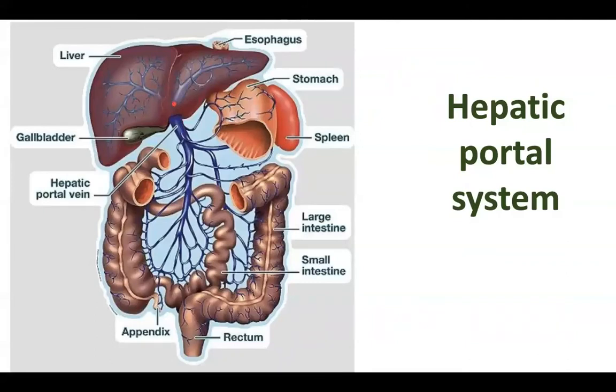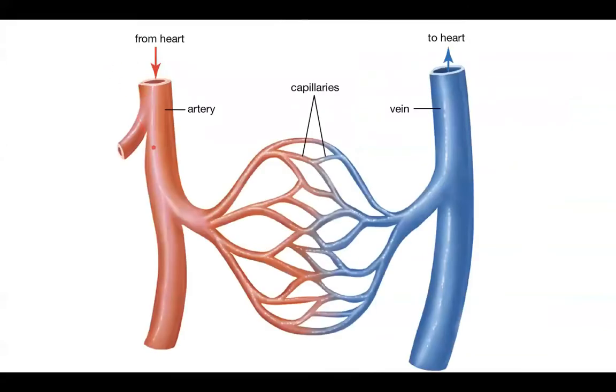The liver will detoxify it, use the nutrients, store the nutrients, and then this blood will be passed via vena cava to the heart. So this is in case of any normal organ. The blood comes from the heart, then the artery will carry that to the organ, divide it into capillaries. The capillaries, after giving oxygen, will form a vein, and that vein goes to the heart.